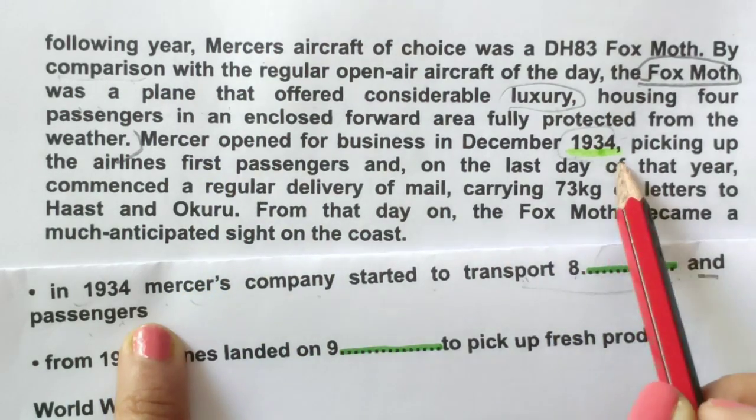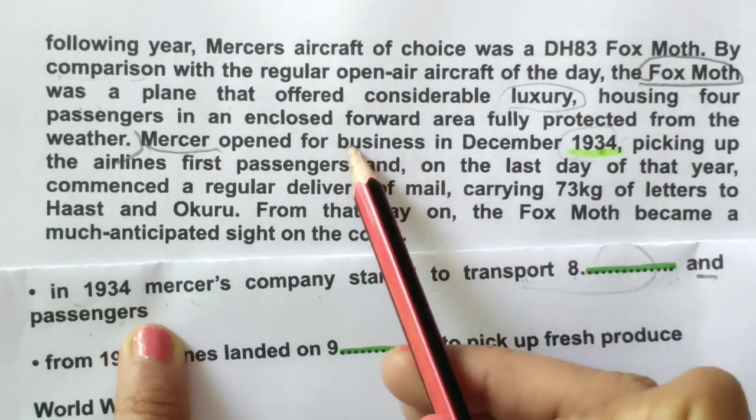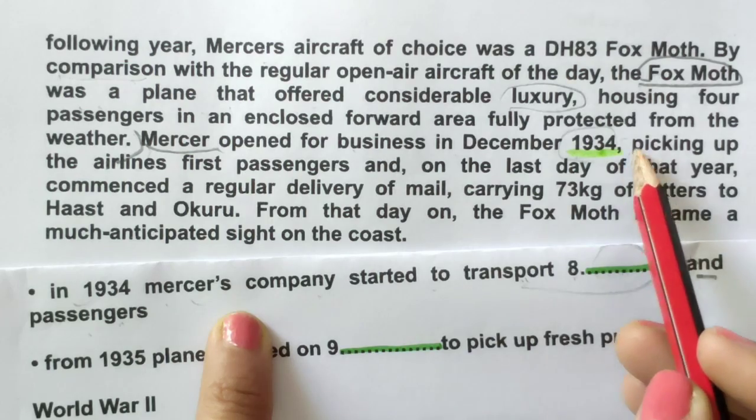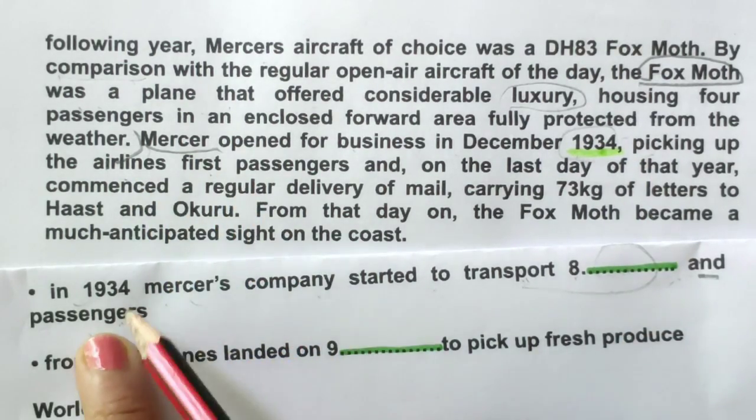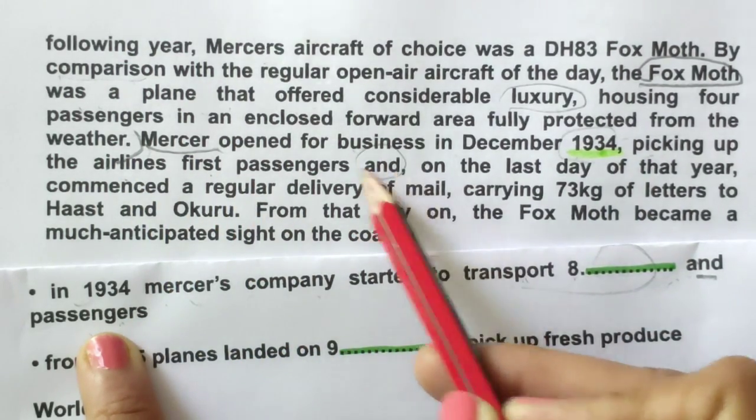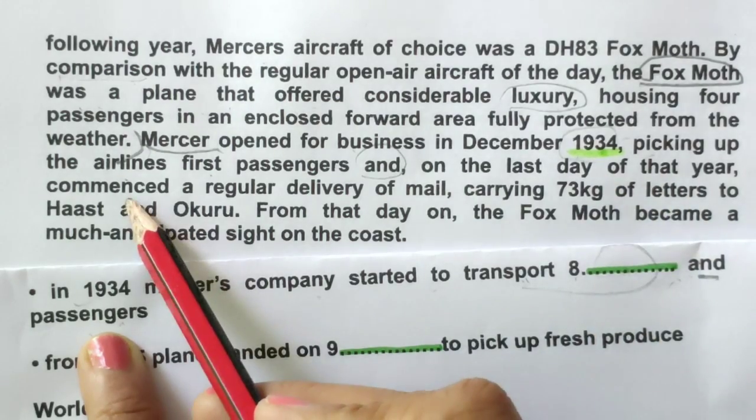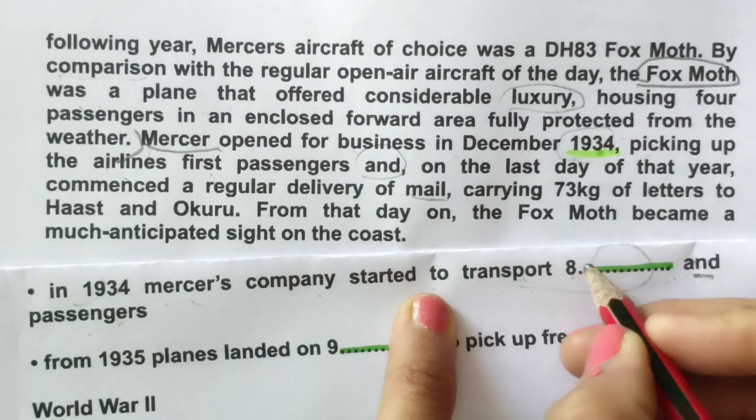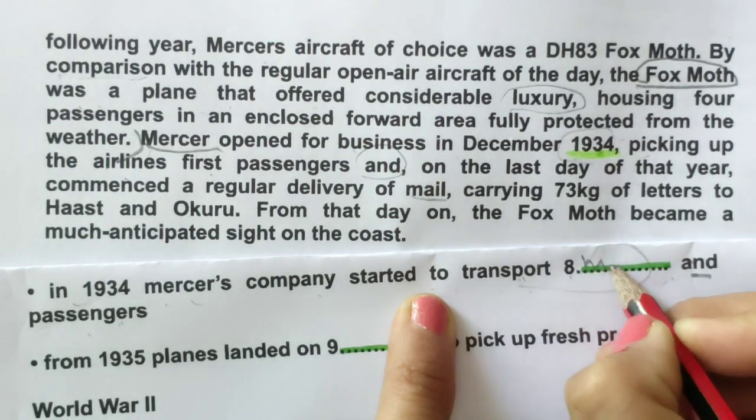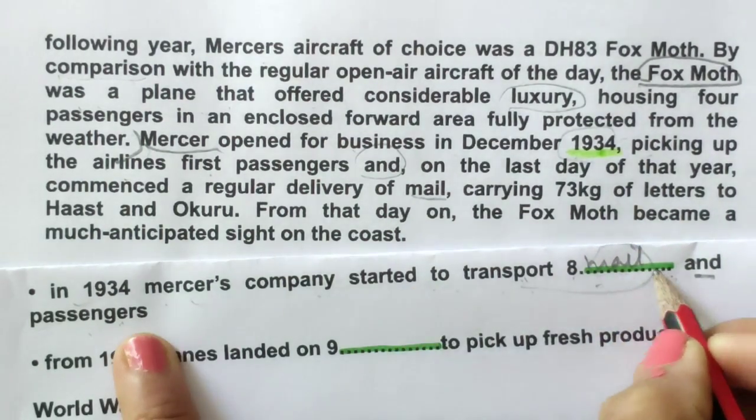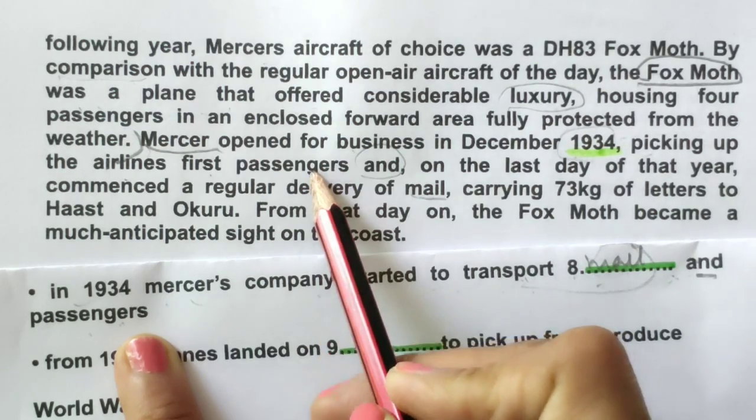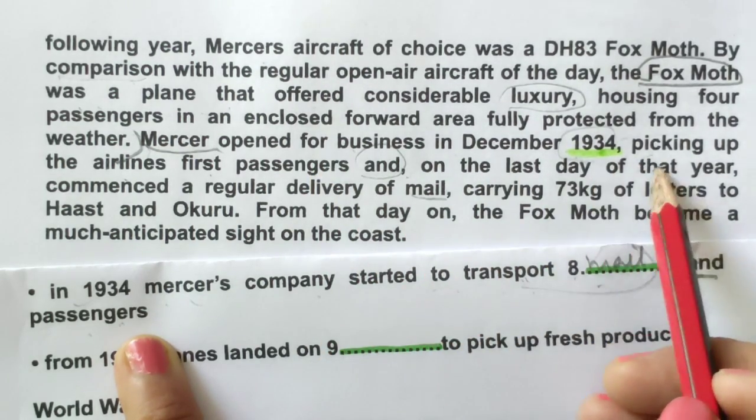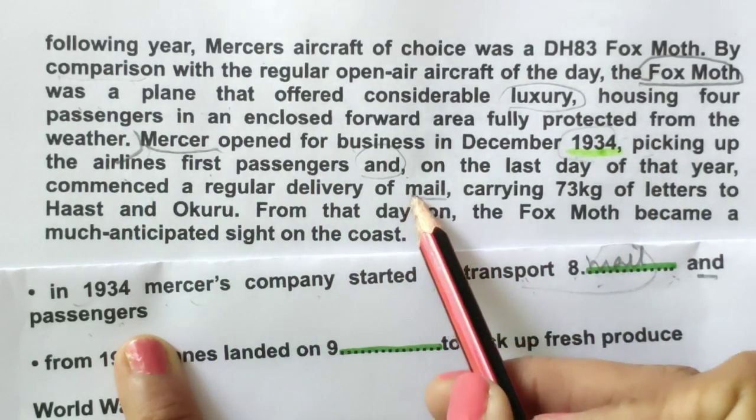So the word Mercer is here, opened for business in this. Picking up the airline's first passenger, and on the last day of that year commenced a regular delivery of mail. To transport, delivery means transport, mail will come. Mail and passengers. So here they have written passengers first, and just one word is needed.